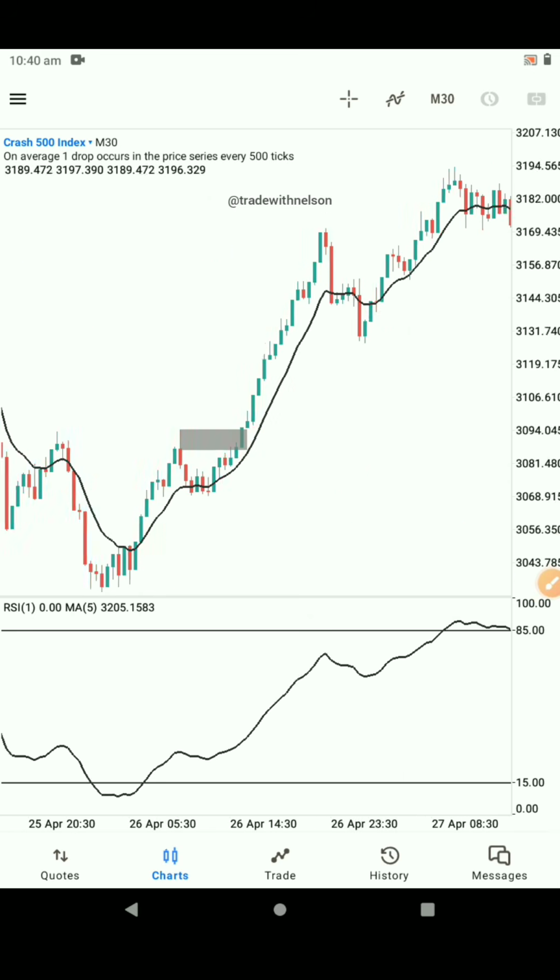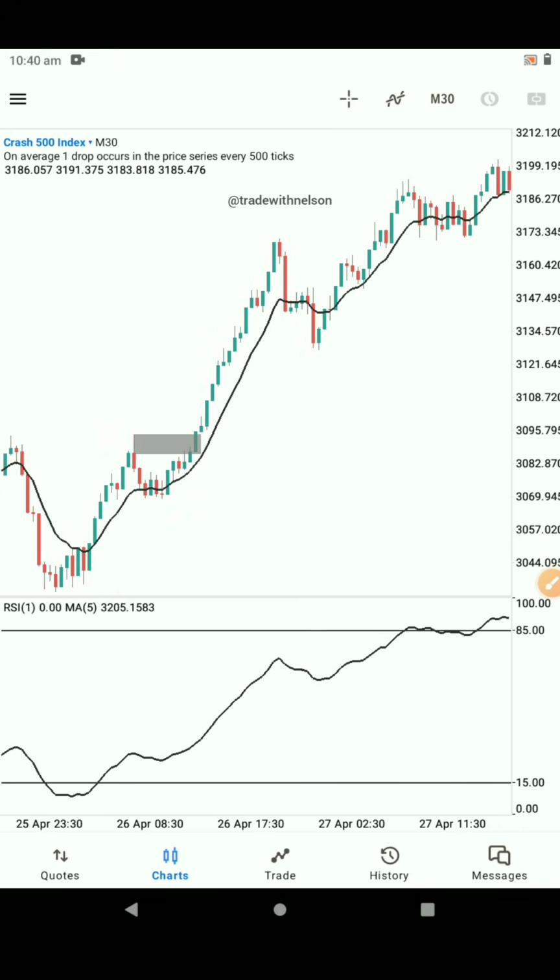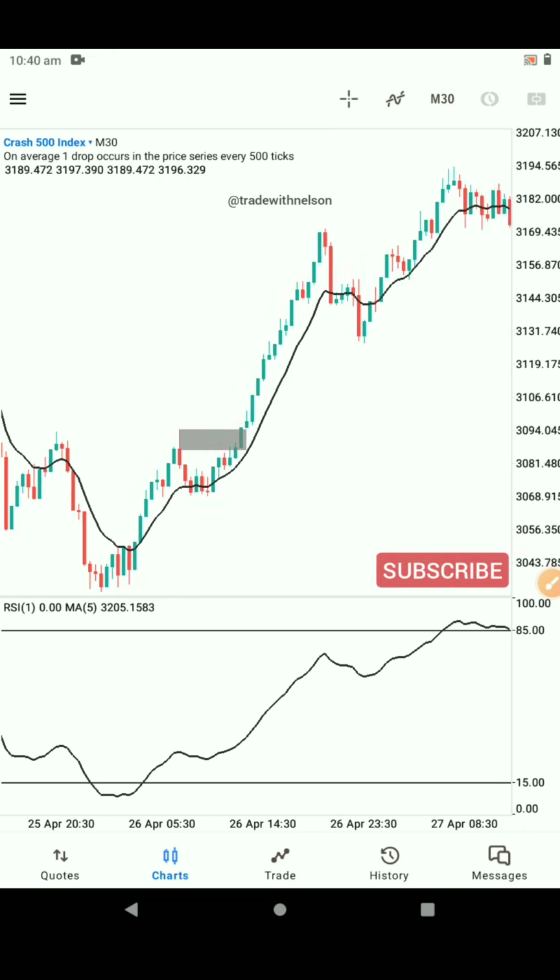After this, I want you to go back on your chart, backtest this strategy, then trade it with your demo account in a live moving market.